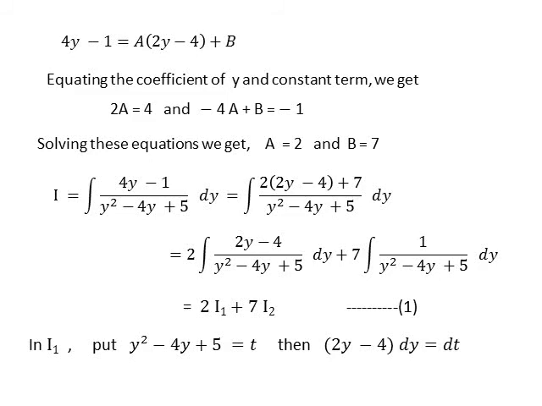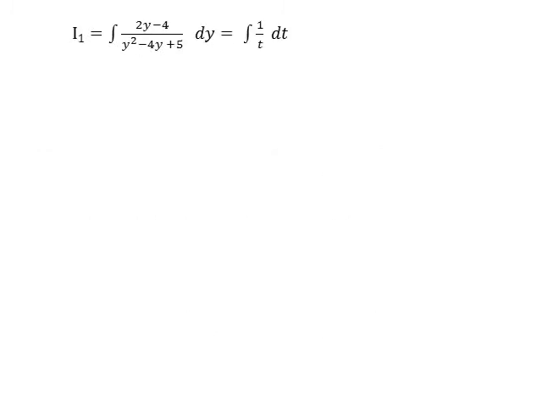In I1, derivative of y² − 4y + 5 which is equals to 2y − 4 is given. So, substitute y² − 4y + 5 equals to t. Then (2y − 4) dy equals to dt. After substitution, I1 equals to integral of 1 by t with respect to t.